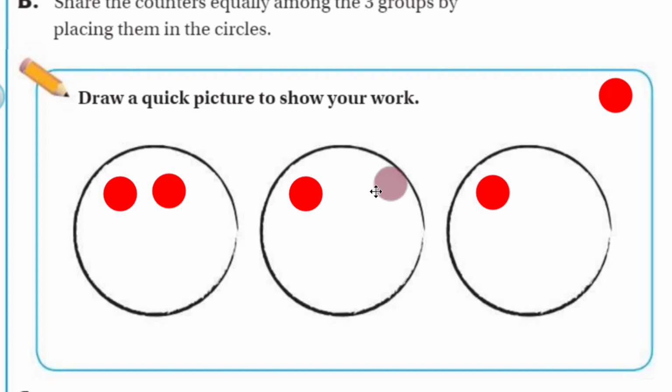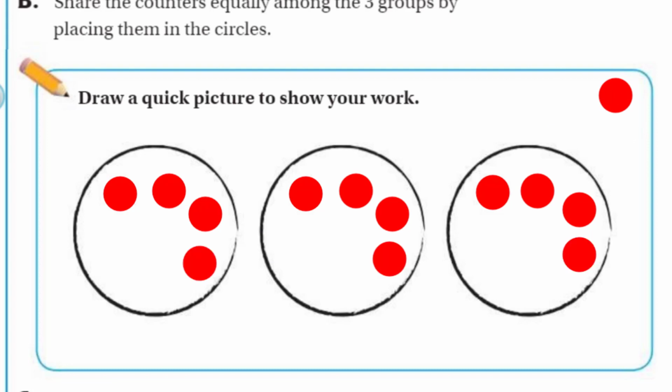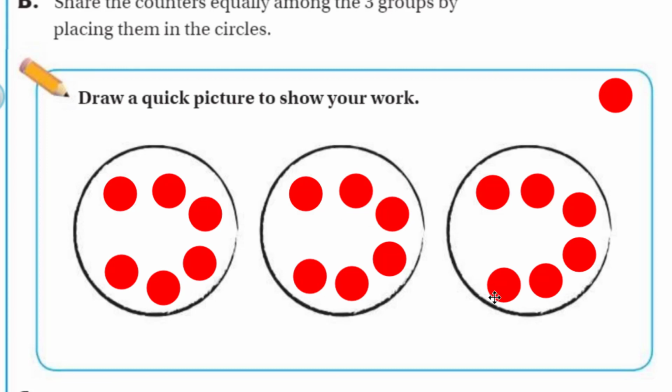So there's 2, 4, 6. Now you want to see me go faster? Watch this. Pretty cool, huh? Didn't expect I could do it that fast. You know what? It's called editing. Now you can see I have 5 in each circle. So now I have 15. Now I have 18. Getting there, but I still have a lot of work to do.